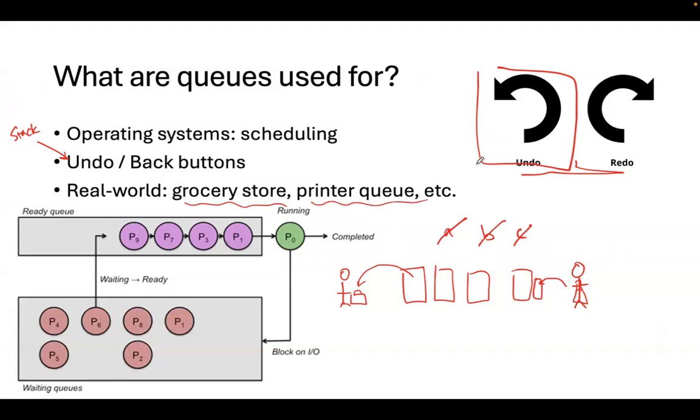Another queue, and I really like this example: have any of you worked with really old printers before? If you spam print 30 times, the printer is eventually going to print the document that you told it to 30 times in the order that you gave it. Because the first one that you sent is the first one that gets printed. So that's a queue.